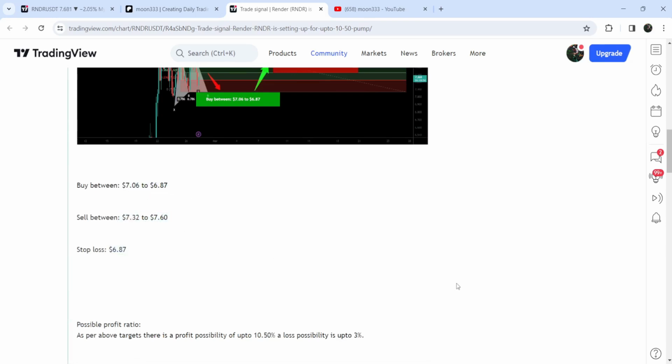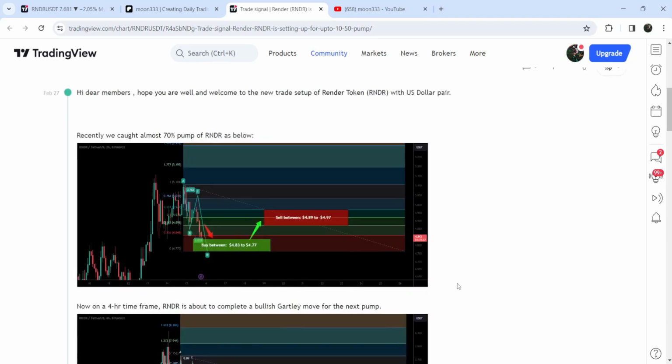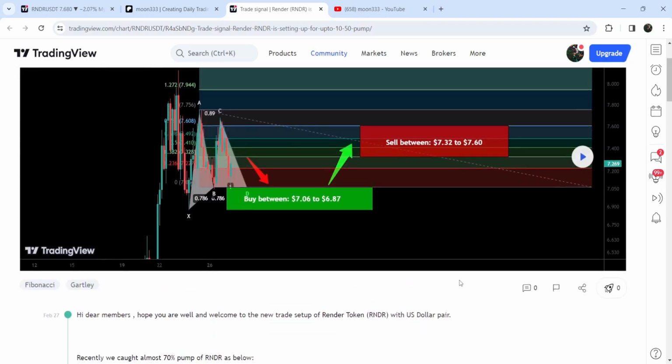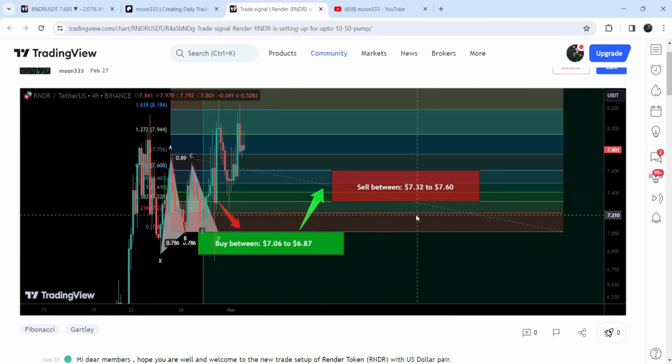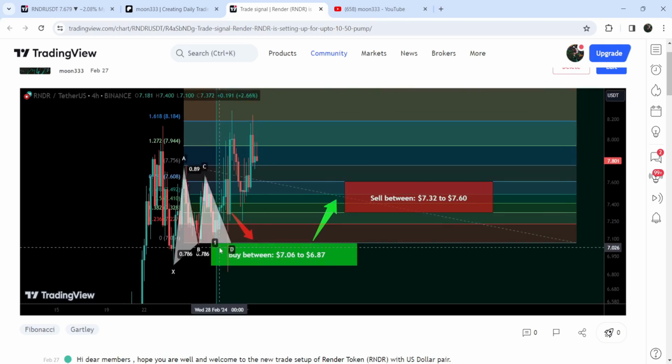The buying zone was starting from $7.06, and you can see that the price dropped down up to $7.07. If I play this chart, then you can see it was very close to enter the buying zone, but could not enter the buying zone and pumped before entering the buying zone.